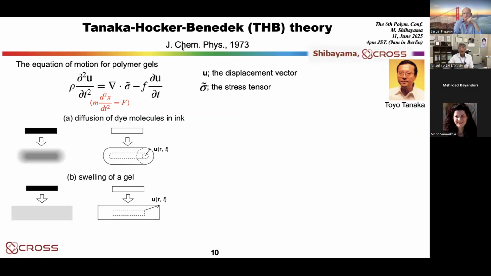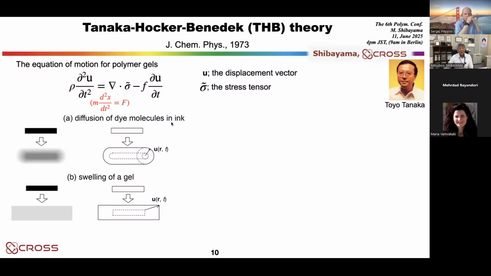Tanaka at MIT developed the theory, which is the continuum equation for the dynamics of the polymer gel. As a matter of fact, he treated the polymer gel as a string of polymer chains. And then this shows the displacement vector, and sigma is the stress tensor. So starting with this equation, this is the inertia term, this is the force term, and then he developed the theory. But before I go to the theory, let me show the examples.